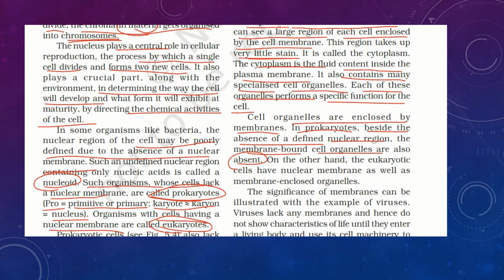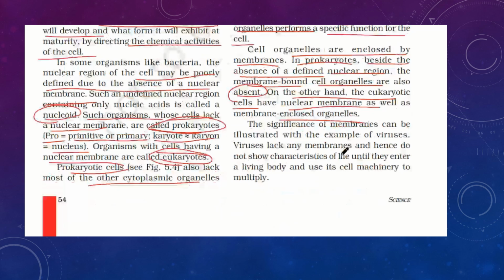In prokaryotic cells, we have said that they don't have membrane-bound developed cell organelles, so those are absent. On the other hand, in eukaryotic cells, we have the nuclear membrane as well as all the membrane-bound organelles, right? The significance of membranes can be illustrated with the example of viruses. Viruses lack any membranes, hence they do not show characteristics of life until they enter a living body and use its cell machinery to multiply.